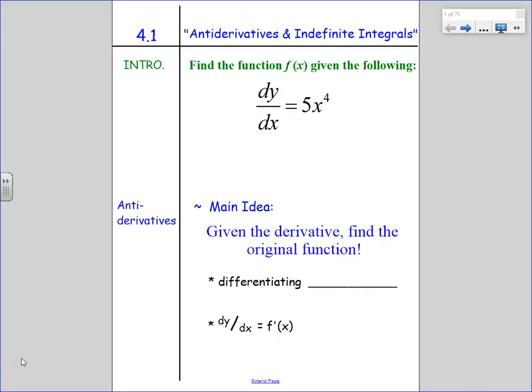Right, kiddos, section 4.1. Antiderivatives, derivatives but with an anti, and indefinite integrals. Antiderivatives and indefinite integrals. If you guys remember from the very beginning of the year, all right, focus.